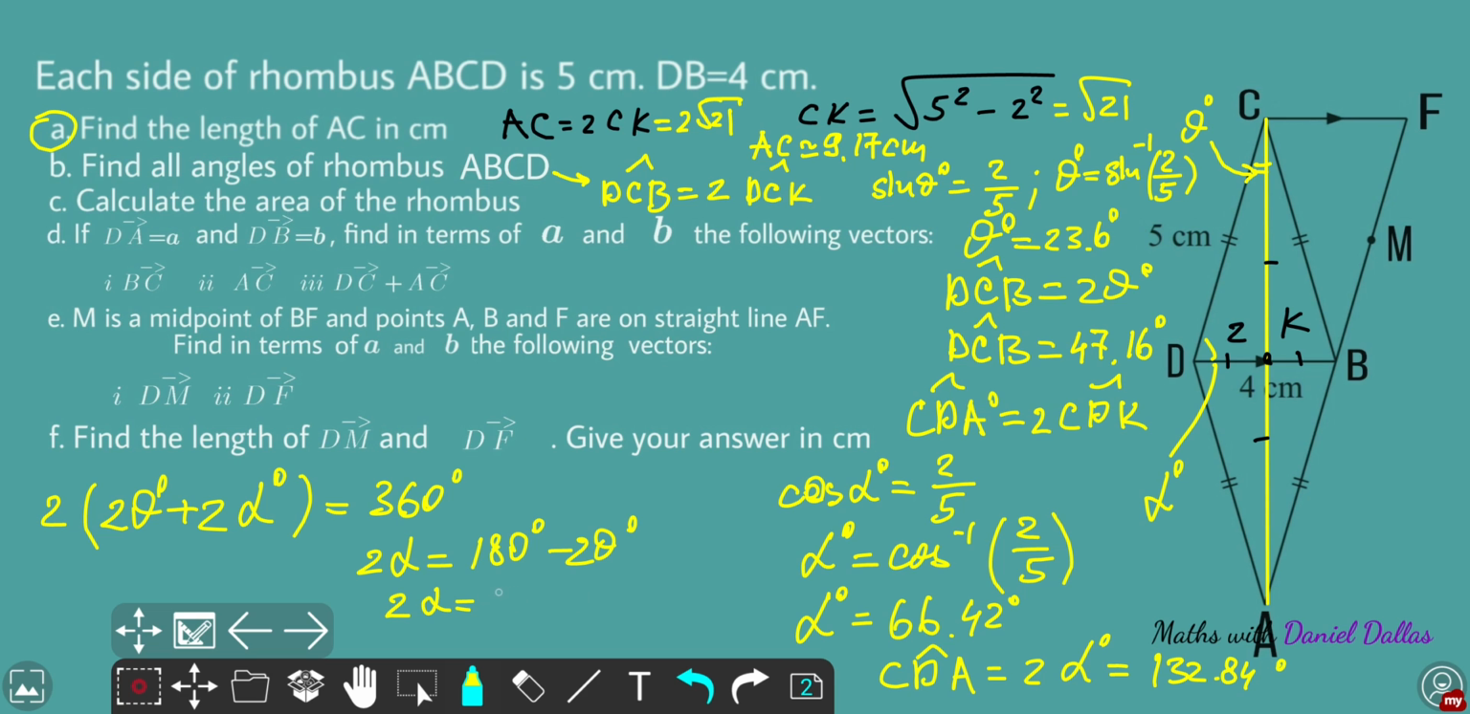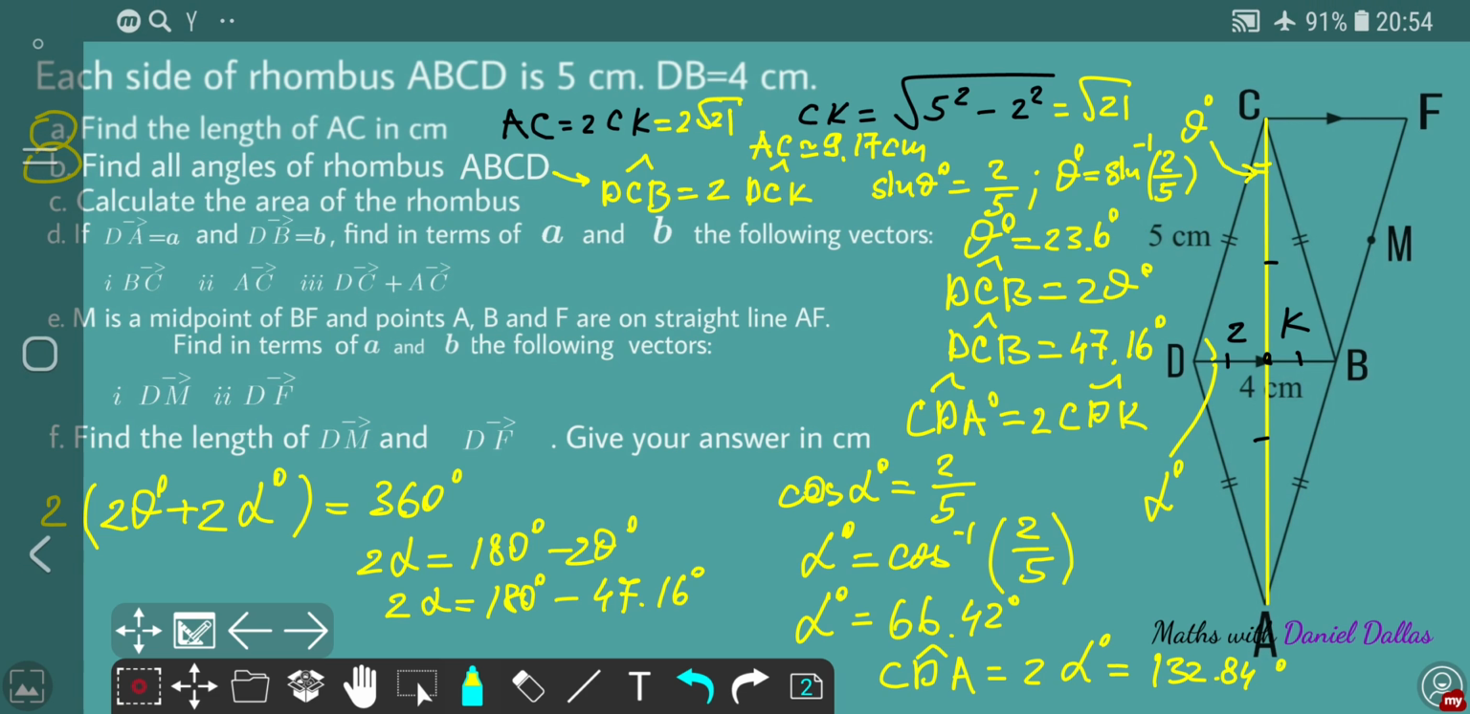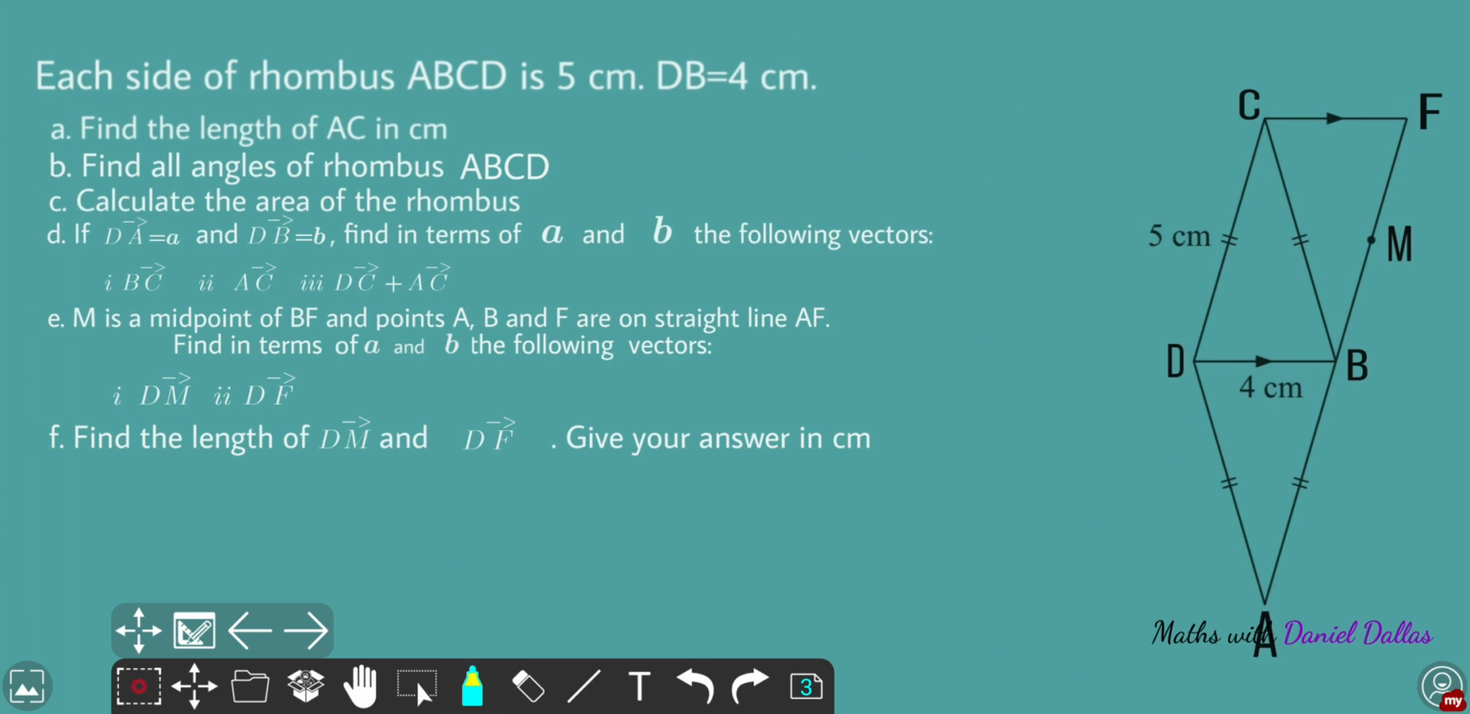Finally, you should get the same answer. So let's check it. 180 minus the angle that we recently found, 2 theta, which is 47.16, and you need to arrive at 132.84. As you can see, it works as well. This is the short track. So we completed A and B, and let's move next. We are in C right now.